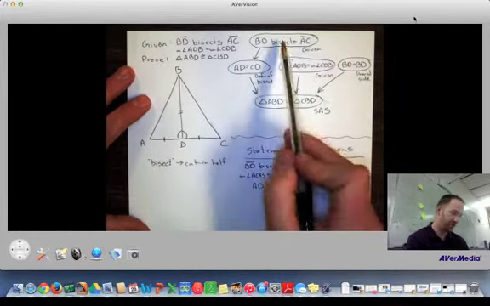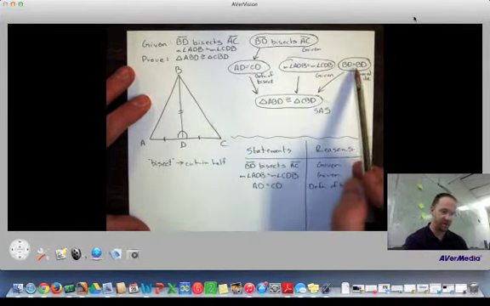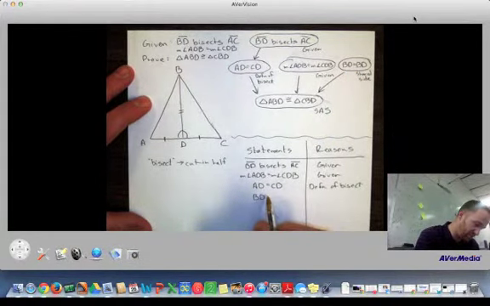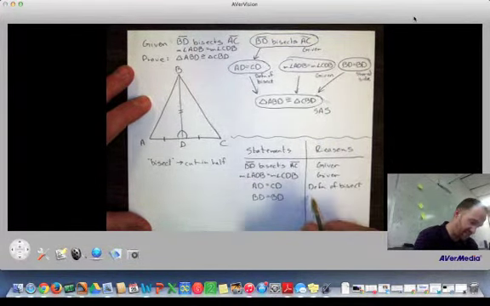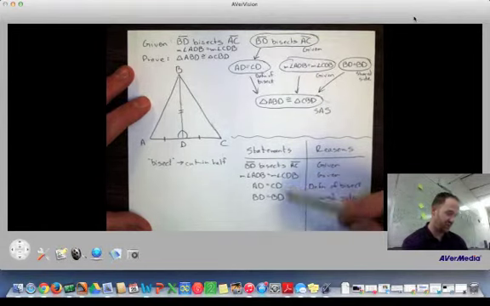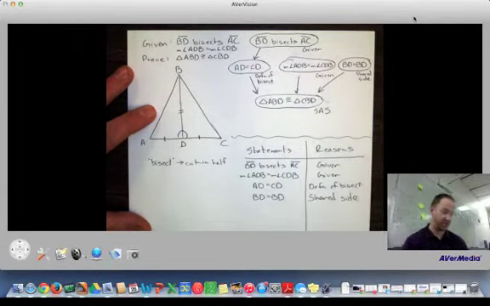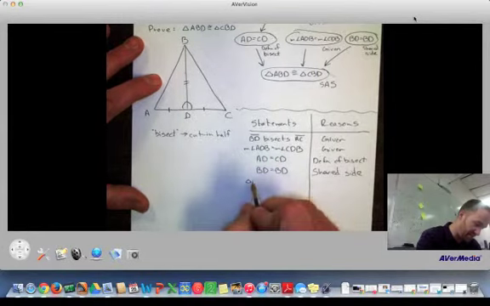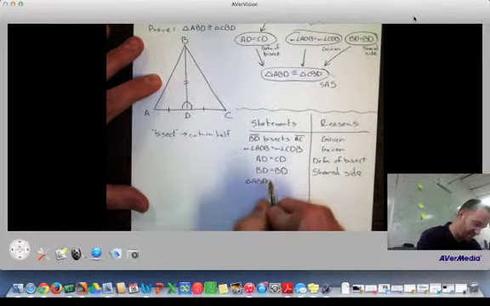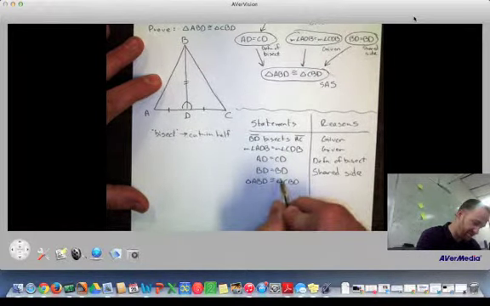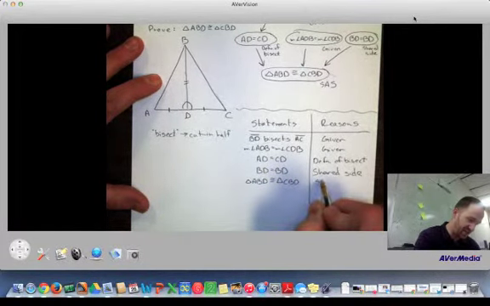Let's see, so we did the two givens, we did this one. Now we should do this one next. BD equals BD, and the reason for that is shared side. Okay, now that we've got two pairs of sides and an angle, we're ready to say that the triangles are congruent. So triangle ABD is congruent to triangle CBD. And the reason is side, angle, side.